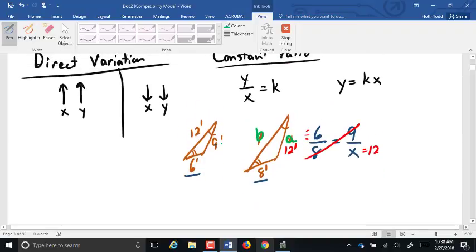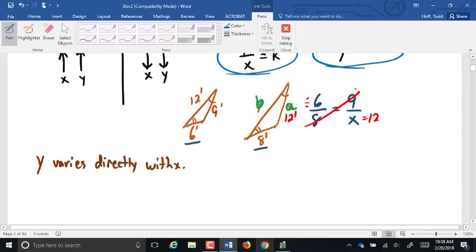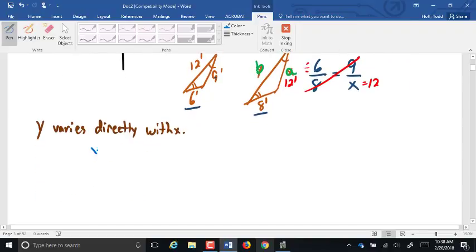So if I give you the statement y varies directly with x, what that means is it's one of these two forms: y over x equals k, or y equals k times x. Usually I'm going to use the second one, y equals a constant times x.